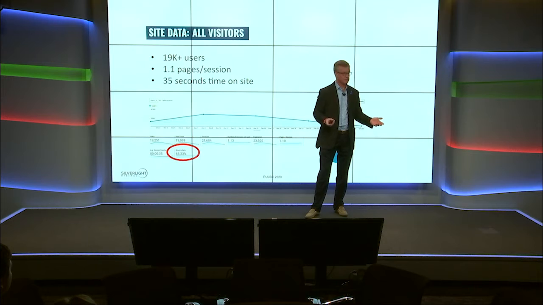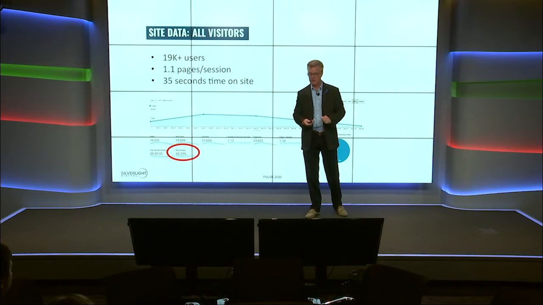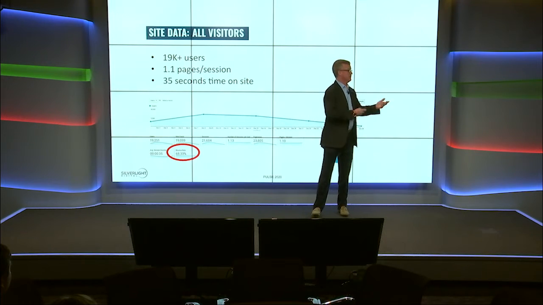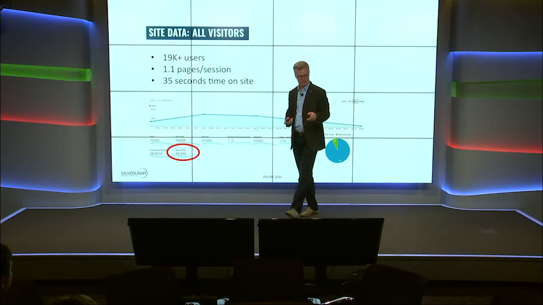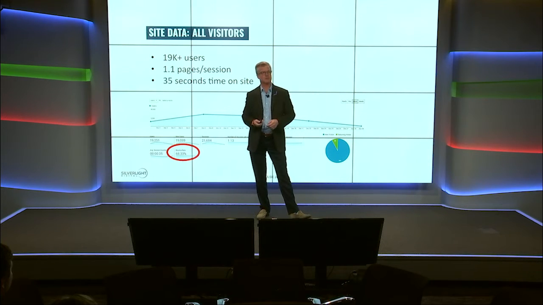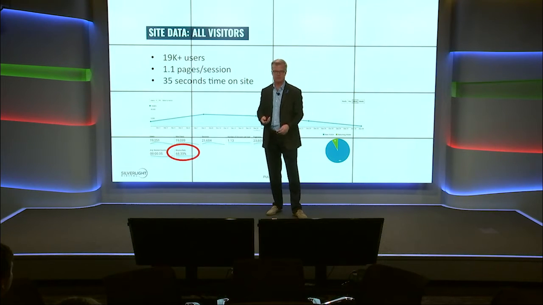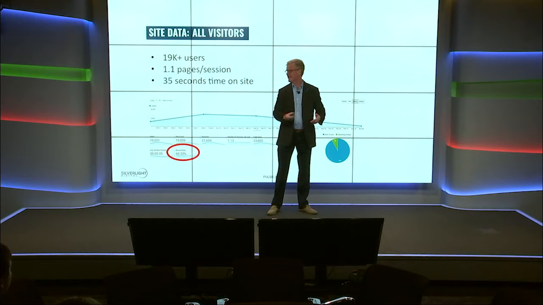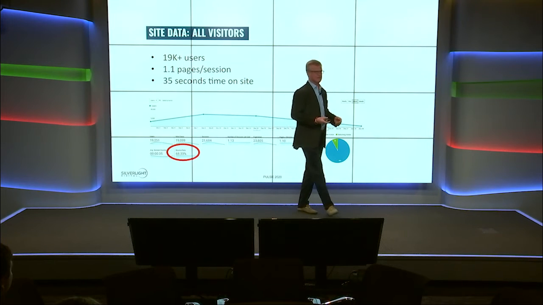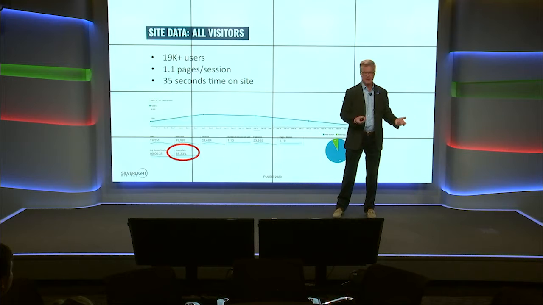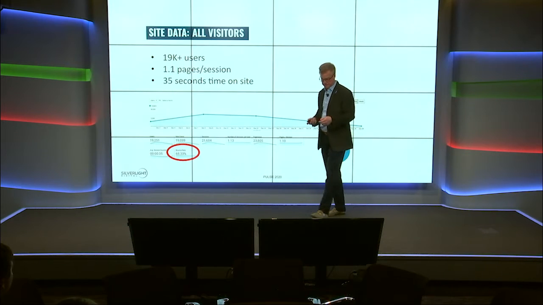So, it's the first example. This is what we saw when we looked at the raw data for a certain time period, a couple of months here, in the initial parts of the campaign. Very disappointing. About 20,000 users, a little over a page a session, so pretty much the bare minimum. 35 seconds time on site, not terrible for a branded site, but this was a very robust site. This is not what we were looking for.